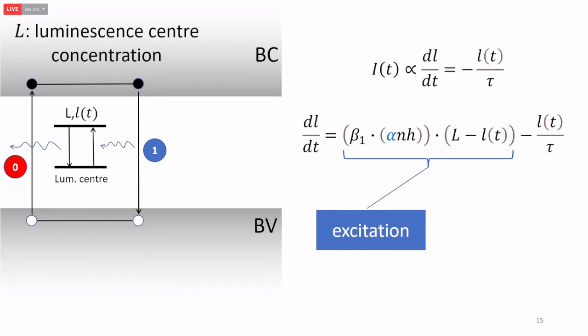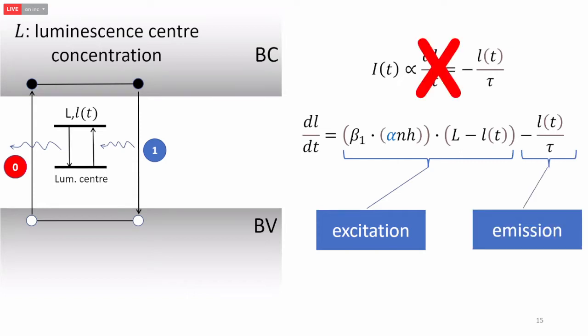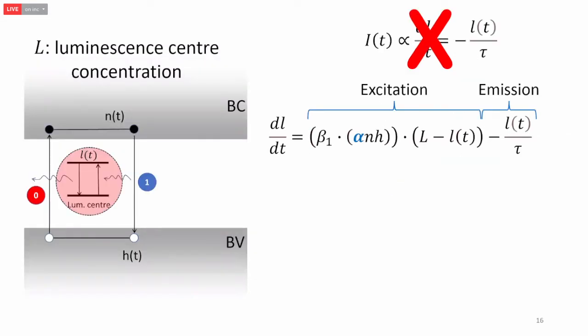So the luminescence is actually only related to this part, is that the emission part. So we no longer has the intensity proportional to the rate of change of the luminescence in excited state, but actually depending only on one leg of the process, and this couples all the process inside of the material.